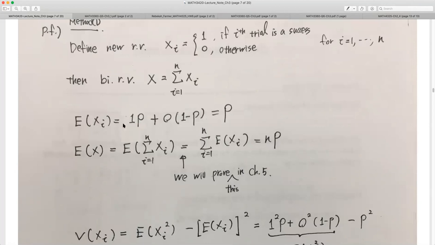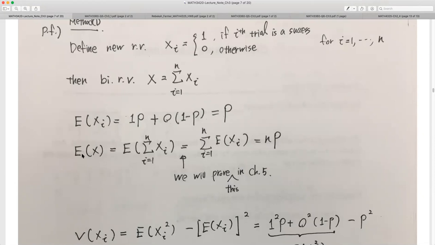Now E of x sub i is going to be 1 times p plus 0 times (1 minus p). Does it make sense? Do you remember the definition of expected value? The sum of the value x sub i times its probability. So this is 1 times p: 1 is the value of x sub i, and p is the probability that you get 1. 0 is the other value of x sub i, and the probability that you get 0 is the probability of failure, which is 1 minus p.